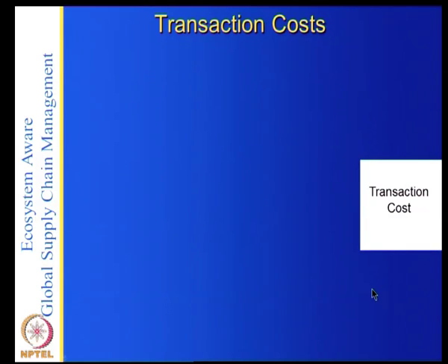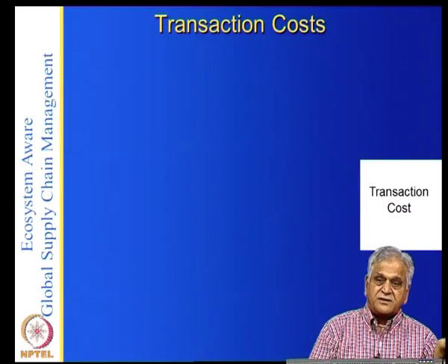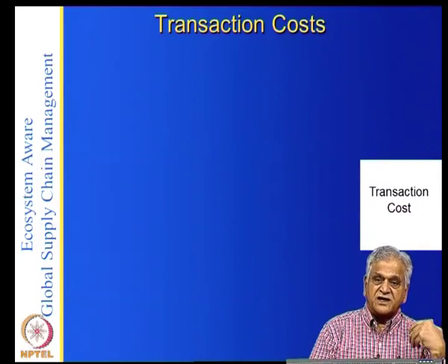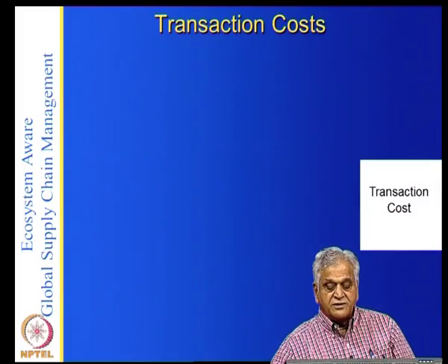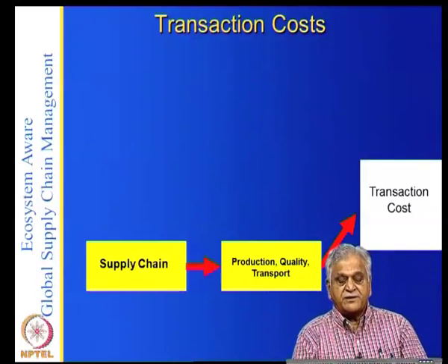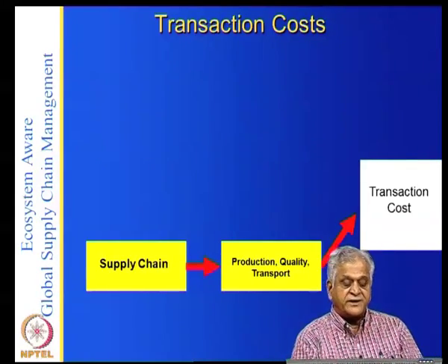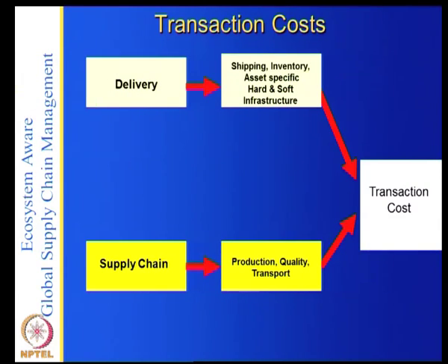So let's look at what the transaction costs are and how you calculate them. In other words, we said if the transaction costs are high, then either you do it yourself or you go to the market and so on. The first transaction cost is the direct product cost: production, quality, transport and so on. That comes from the supply chain. The second one comes from the delivery: shipping, inventory, asset specific, hard and soft infrastructure.